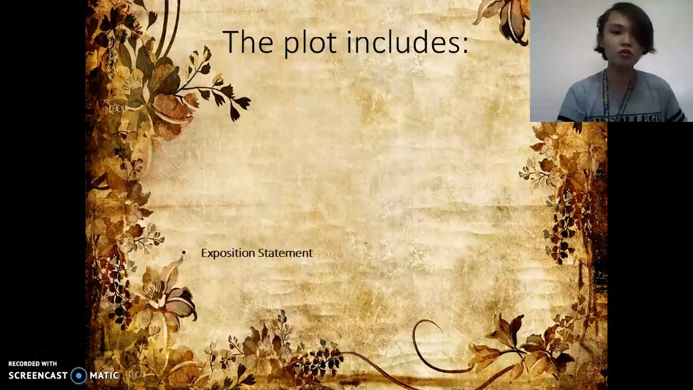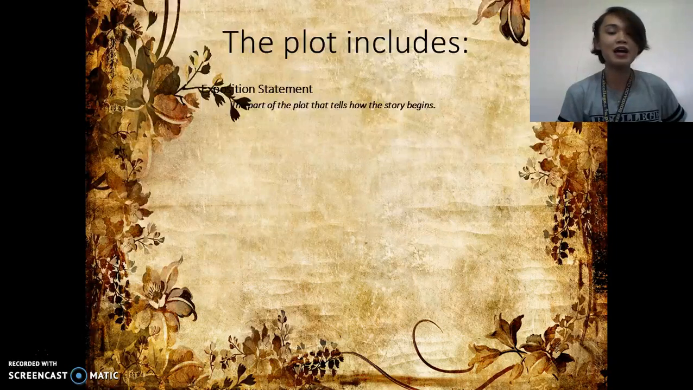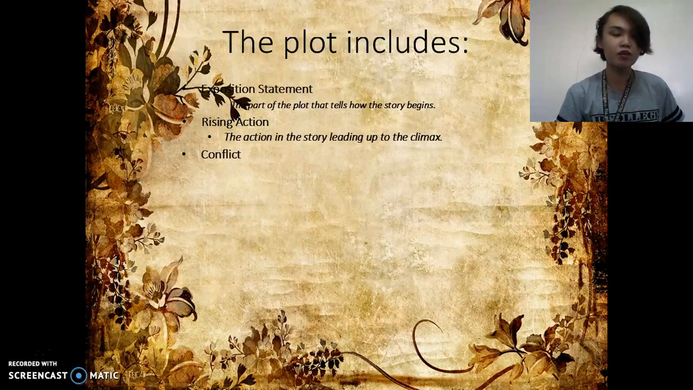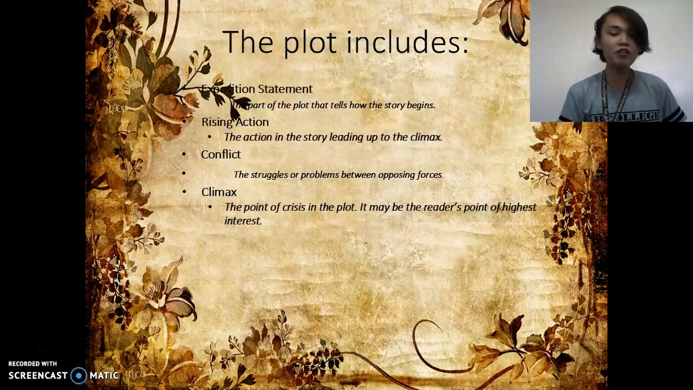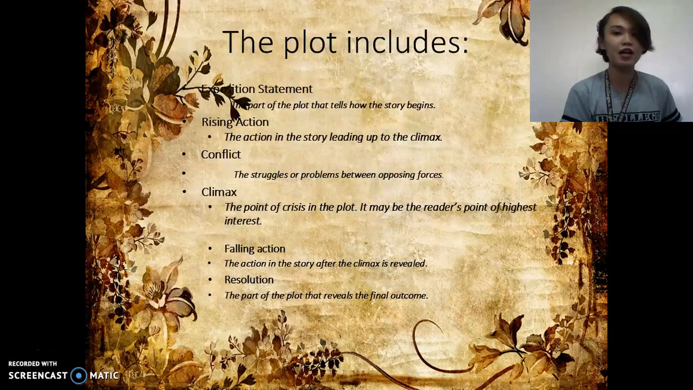The plot includes the exposition, or the part of the plot that tells how the story begins, the rising action, or the action in the story leading up to the climax, the conflict, or the struggles or problem between opposing forces, and the climax, or the point of crisis in the plot. It may be the reader's point of highest interest. And the falling action, which is the action in the story after the climax is revealed, and the resolution, or the part of the plot that reveals the final outcome.